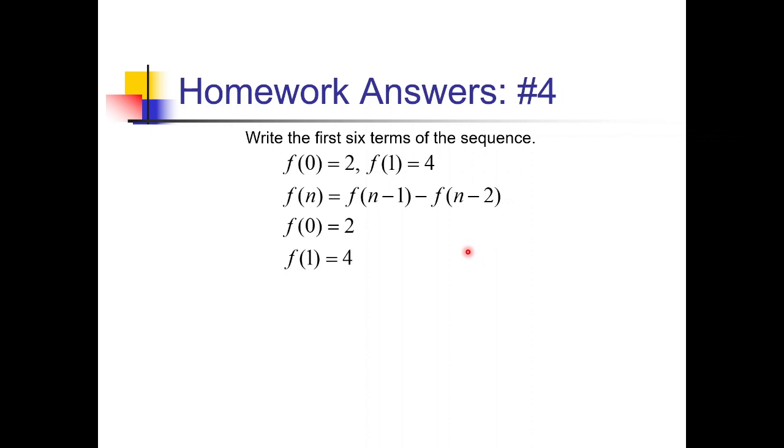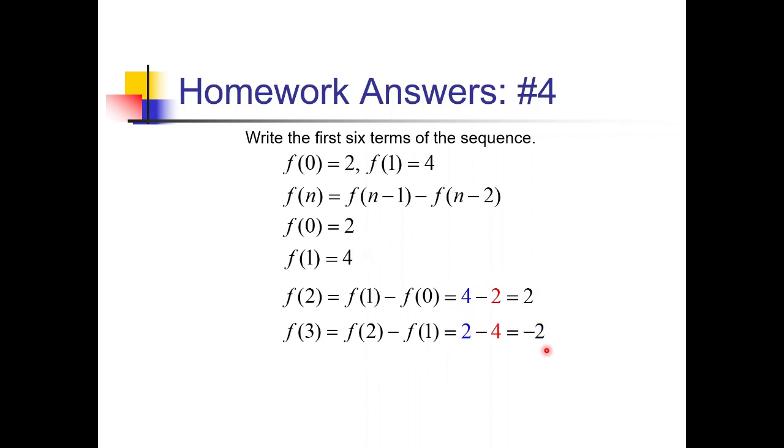So I basically have to do the last term minus the second to last term. So to find f of 2, for example, I need to do f of 1 minus f of 0. So that's 4 minus 2, which is 2. And now let's do the rest of them. F of 3, that's going to be f of 2 minus f of 1. So 2 minus 4, which is negative 2.